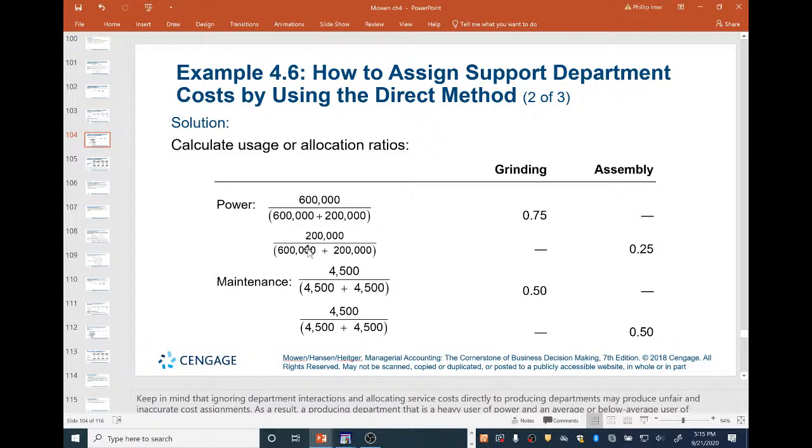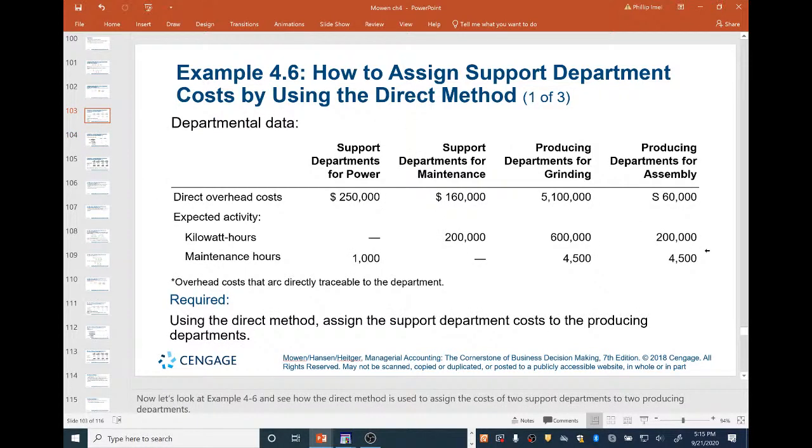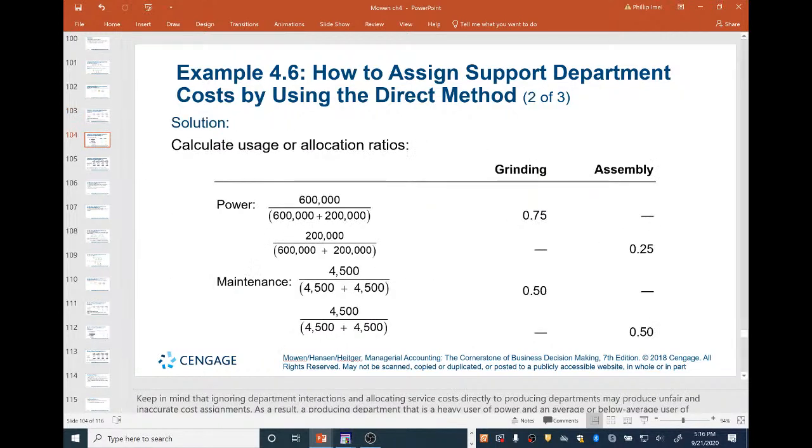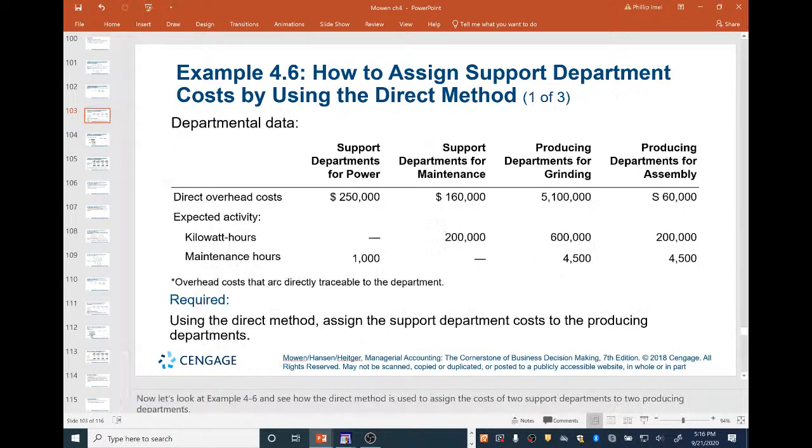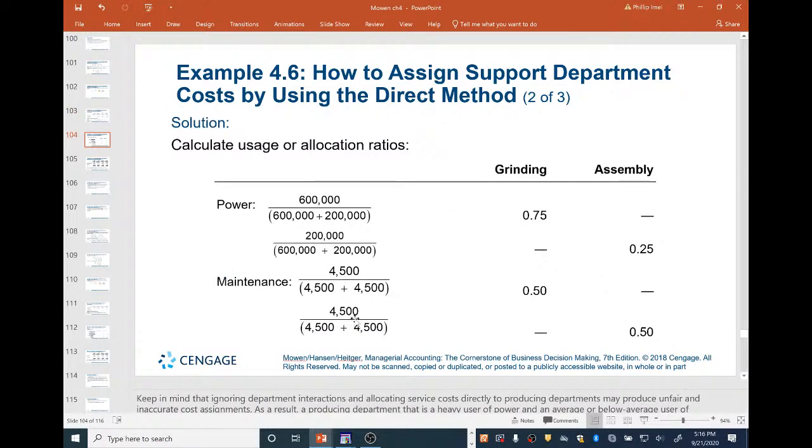Next, we want to do it for the assembly. In that case, it's 200,000 over the total producing departments for both the grinding and assembly, which is 800,000 again. That gives us 0.25. Maintenance, same thing. 4,500 over both these sums, the sums right here, of 9,000. And obviously it's going to be the same for the grinding and assembly because the numbers are the same. Is everyone seeing that?